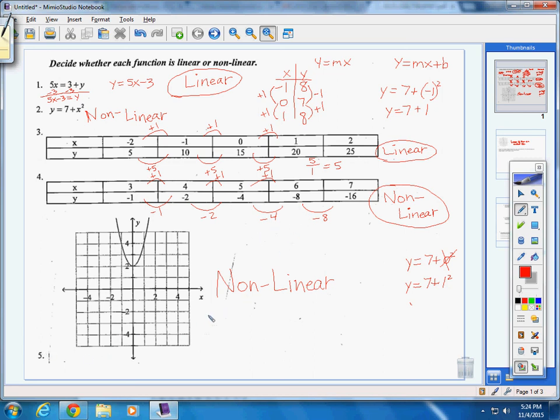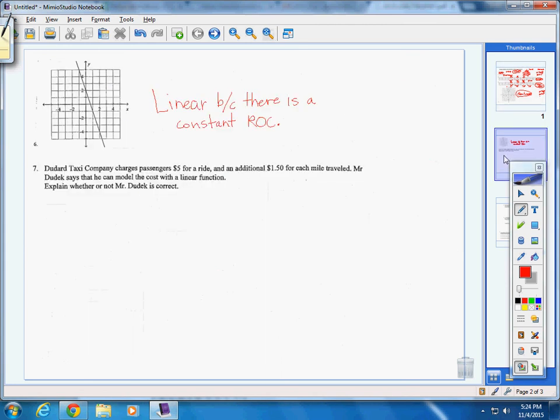On to question 5. As you can see, our function is right here, this nice U shape. We call this a parabola. It should probably have arrows on it right here. And this guy's obviously not linear. Okay, it does not form a straight line. So this guy is non-linear. Let's keep going on to number 6. As you can see, this function is a straight line. The graph of our function is a straight line. So this one's pretty simple. It is linear. There is a constant rate of change. Those ones are pretty straightforward.